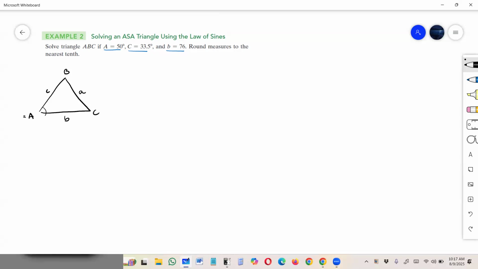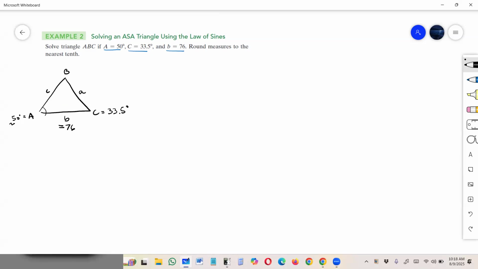Now A is 50 degrees. Angle C is 33.5 degrees. It's customary on problems dealing with the law of sines and cosines that the angles be given in degrees, not radians. All right, and side b is 76. So this is identical to the previous problem. But now we have a situation that, again, we are given two angles.